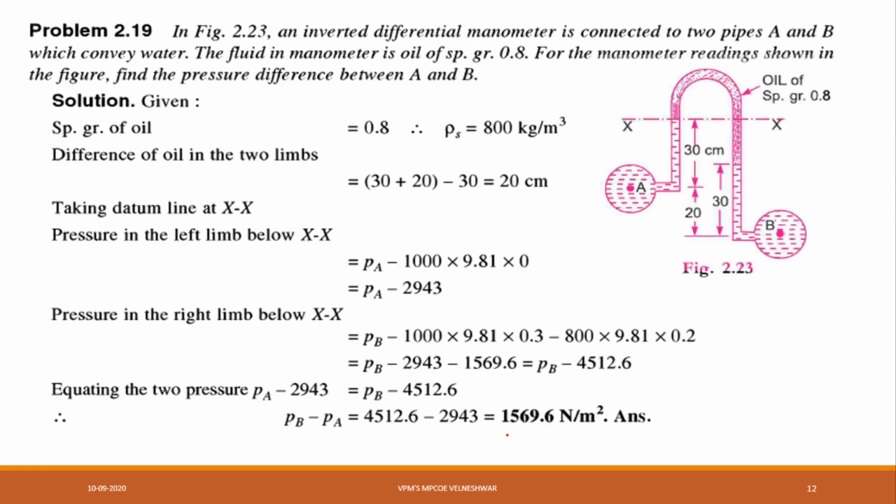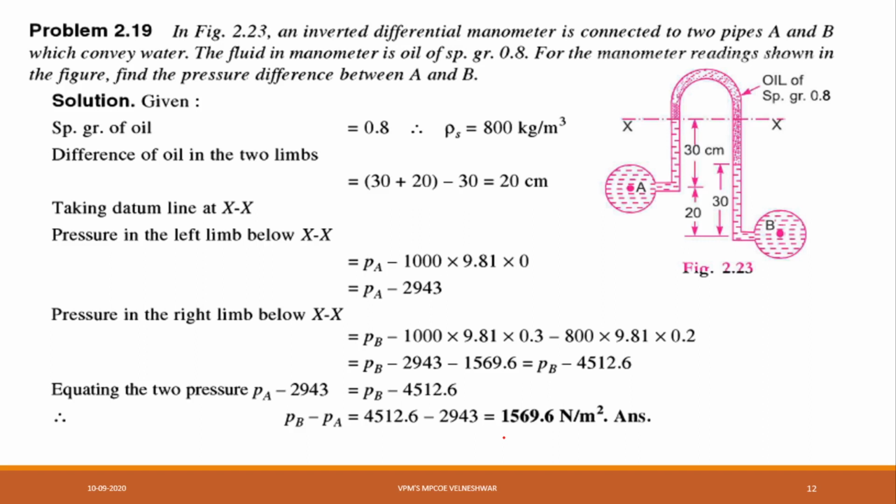Okay. Now one more sum we will see. In the following figure, an inverted differential manometer is connected to two pipes A and B, which convey water. The fluid in the manometer is oil of specific gravity 0.8. Find the manometer reading shown in the figure. Find the pressure difference between A and B. Generally here we have to find the difference PA minus PB. He is not asking for PA or PB alone, he is asking for the difference between the pressures PA and PB.